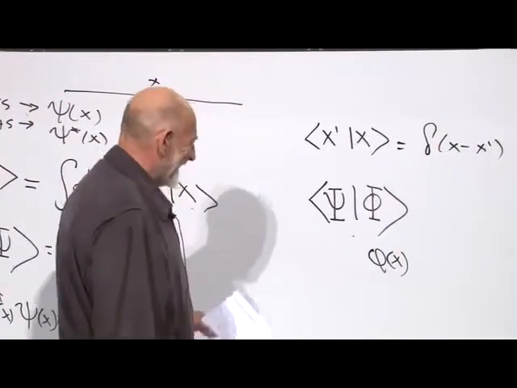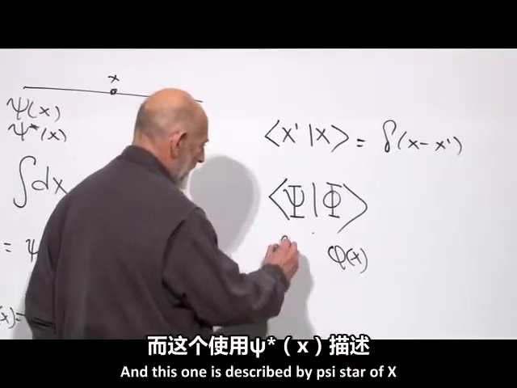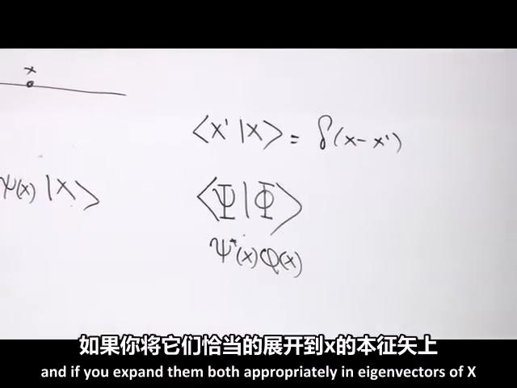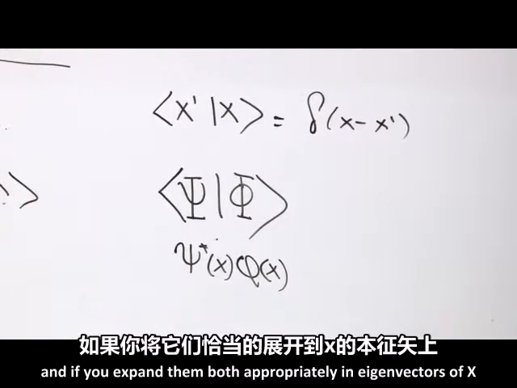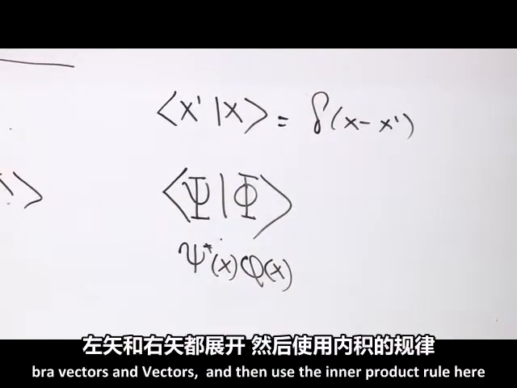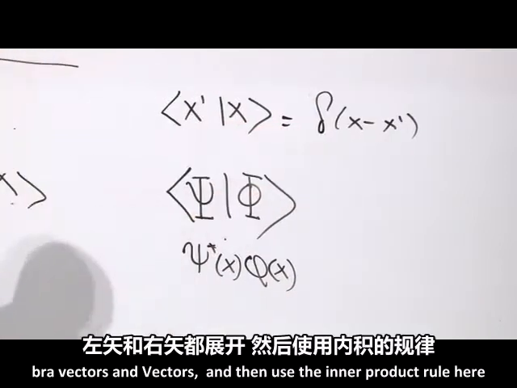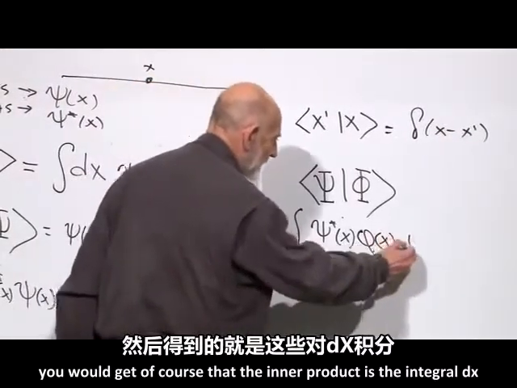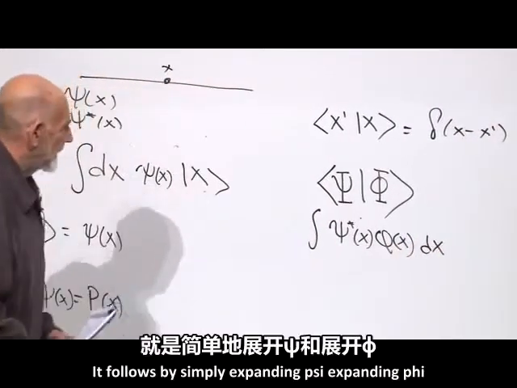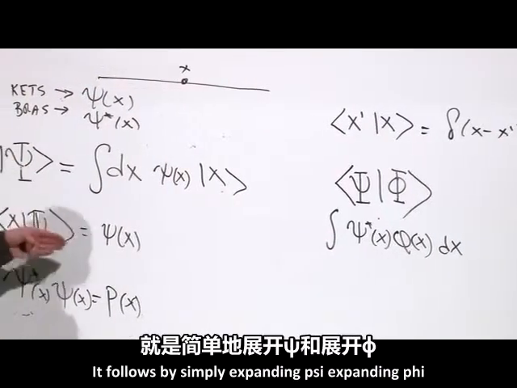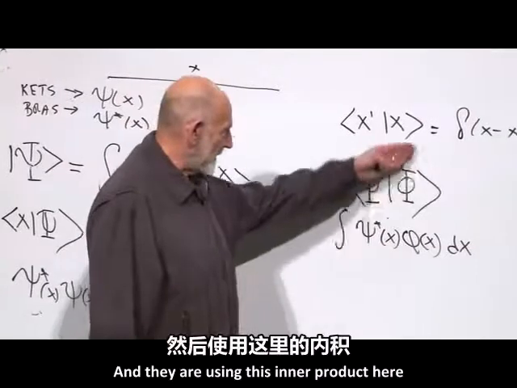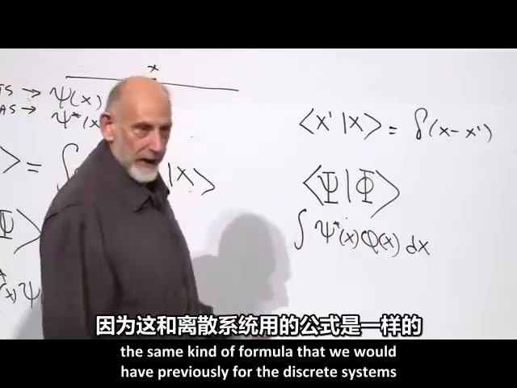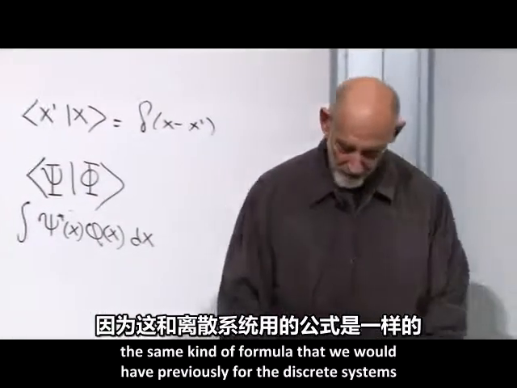Good. Okay, and this one is described by psi star of x. If you expand them both appropriately in eigenvectors of x, bra vectors and ket vectors, and then use the inner product rule here for the eigenvectors of x, you will get, of course, that the inner product is the integral dx. It follows by simply expanding psi, expanding phi, and using this inner product here, but it's also hardly surprising. It's the same kind of formula that we would have previously for discrete systems.